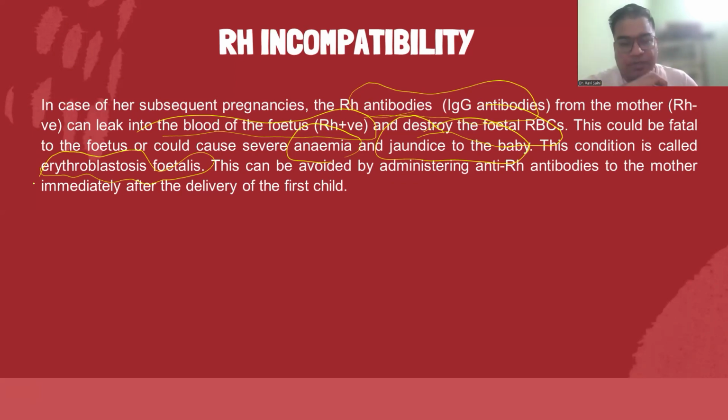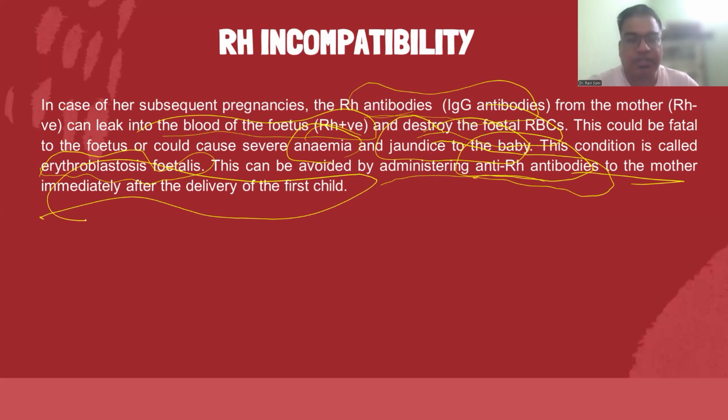So directly in the first pregnancy, antibodies were not formed. When the baby is delivered during the first pregnancy, maternal blood is exposed to the fetal blood, and the mother starts preparing antibodies against Rh antigen. So in subsequent pregnancies, these antibodies could be fatal for the baby and cause severe anemia and jaundice. This condition could be avoided by administration of anti-Rh antibodies to the mother immediately after the delivery of the first child.